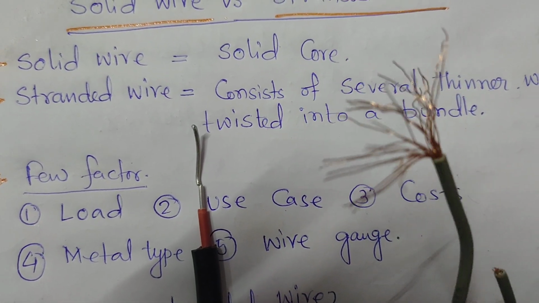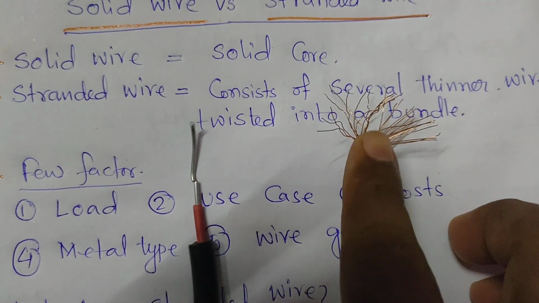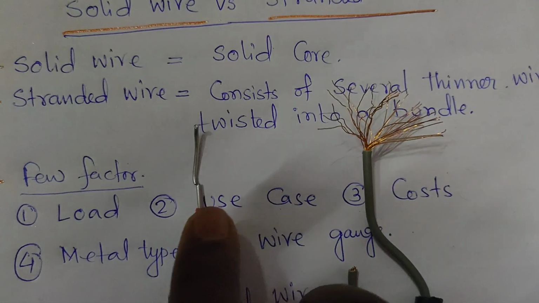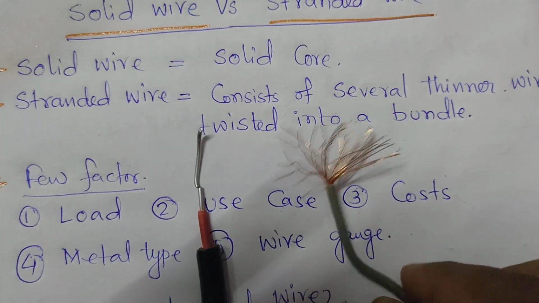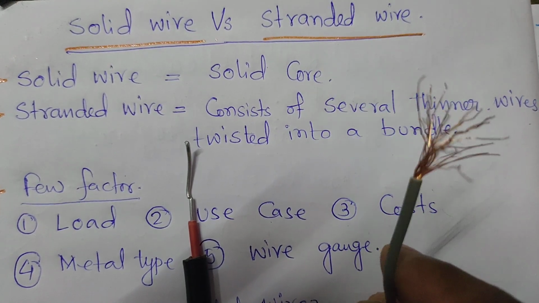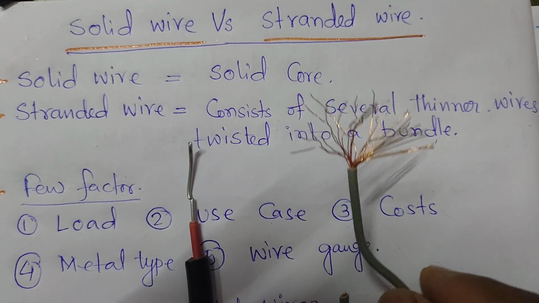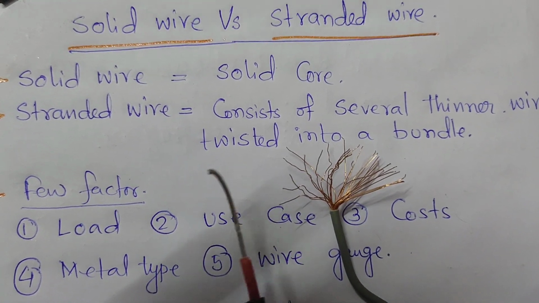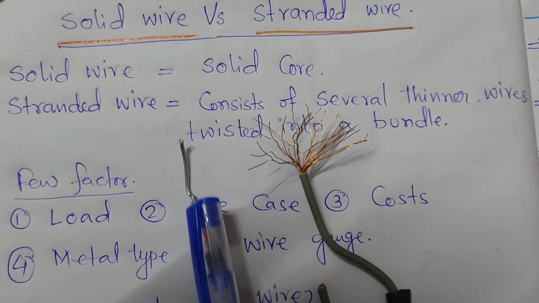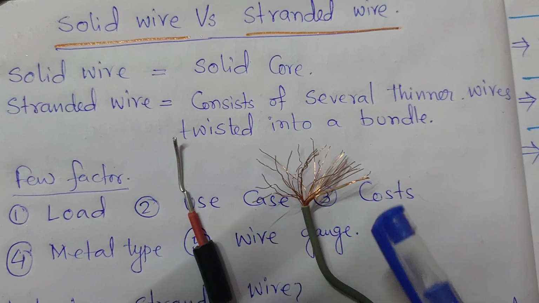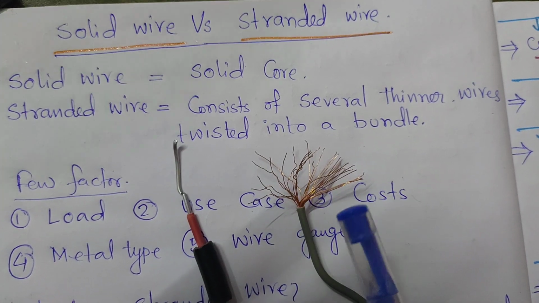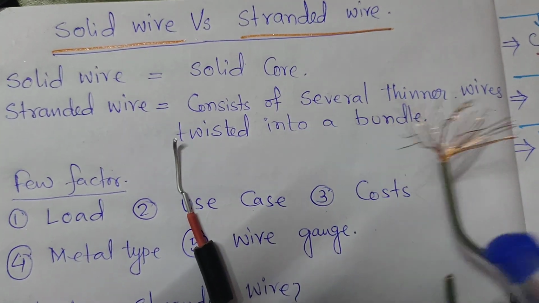In my hand, this is the flexible conductor and the standard conductor. Stranded means lots of conductors. This is not the single core conductor, this is the single core conductor, and this is the multi-strand conductor. Lots of conductors are placed one by one to make this type of conductor. So this is called the solid wire, and this is the solid core. This has the solid core and this is not the solid core. It consists of several thinner wires twisted into a bundle. So this is just twisted into a bundle to make these flexible conductors.